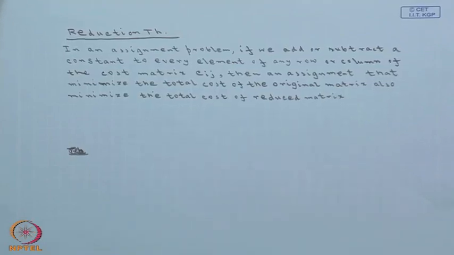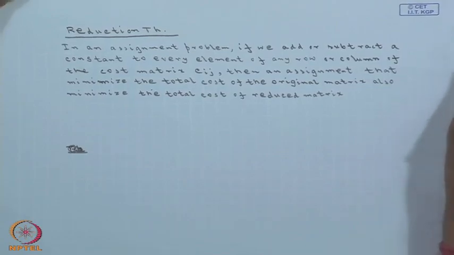Or in other words, suppose you are given a cost matrix Cij: C11, C12, up to C1n, and in this way up to Cn1, Cn2, up to Cnn. If you add or subtract any element from a row or column, you will get a reduced matrix. Now, the solution of the original problem and the solution of the reduced problem will remain the same. Or in other words, the optimality will not be affected if we add or subtract some quantity here.